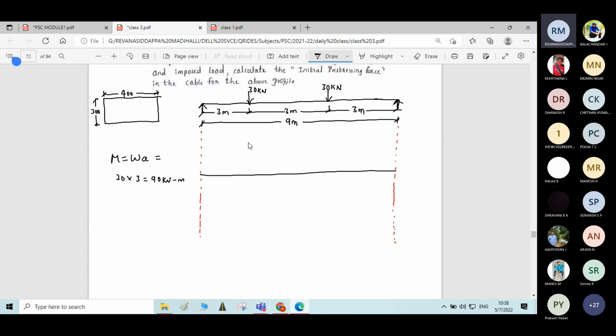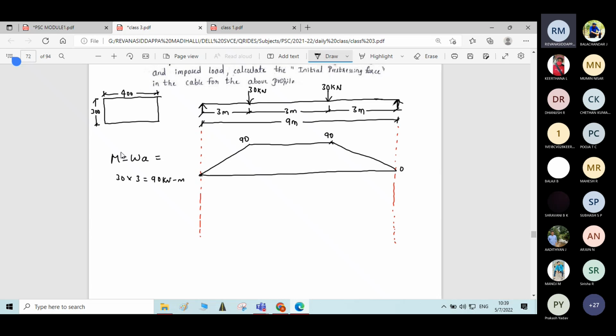So the moment at support will be equal to 0. It is a simple support. So moment at support is equal to 0. So moment under the load is how much? It is 90 kilonewton meter. Similarly, the same intensity here, 90 kilonewton meter, and at support again moment will be 0. This is the bending moment diagram.